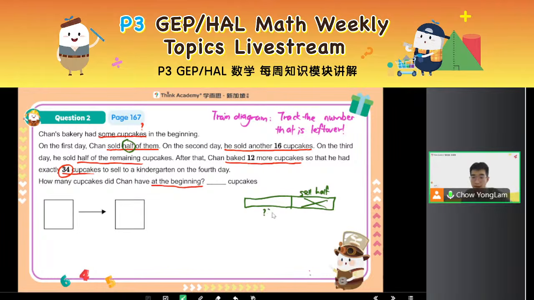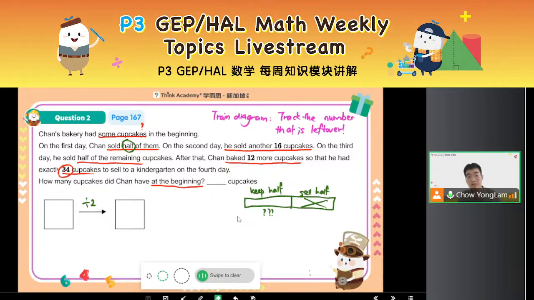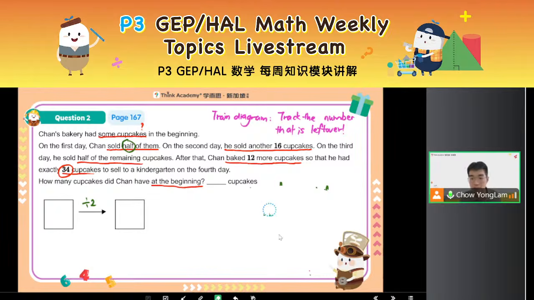Then what is the part that is left? It is another half. I still keep the other half of the cupcakes in my pocket. So from the whole down to the half: the whole, I have two halves, and I only want to keep one half. So from two halves to one half, it is divided by 2. So the moment you see the word half, you know you need to cut the total by half. Half of it gone, the other half you keep. So it's divided by 2. Very good.